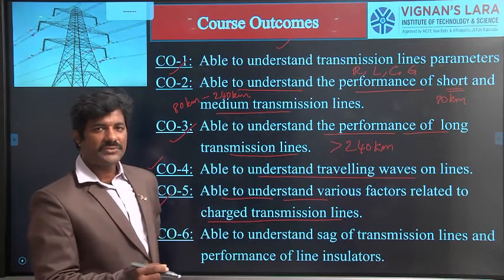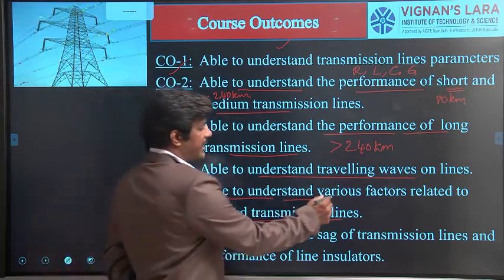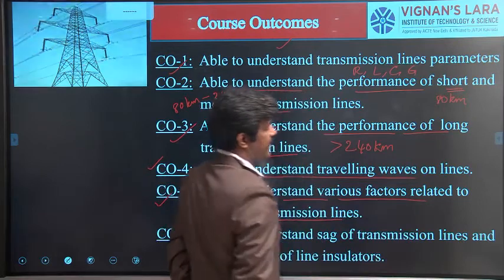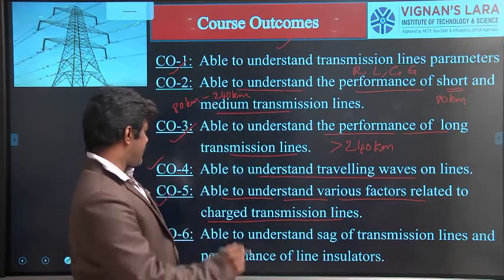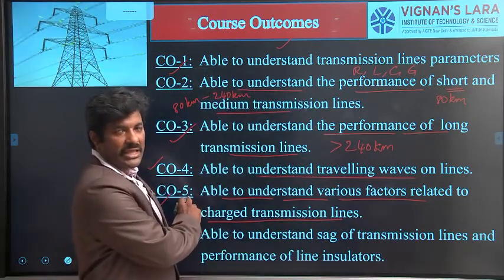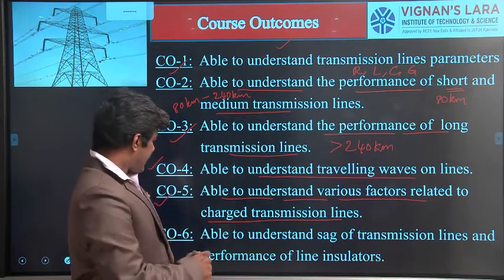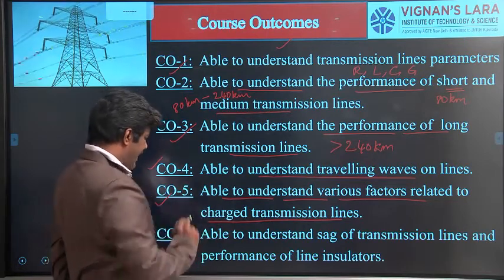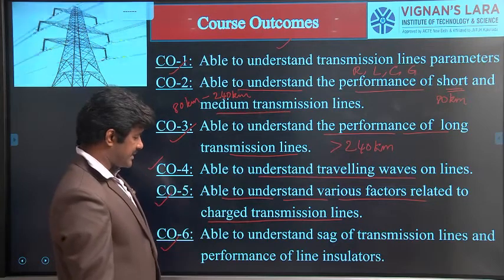Then how the transmission line is operated considering all these factors will be understood after the completion of the fifth unit. So that was the outcome of the fifth unit. Coming to the outcome of the sixth unit, CO6, course outcome sixth.